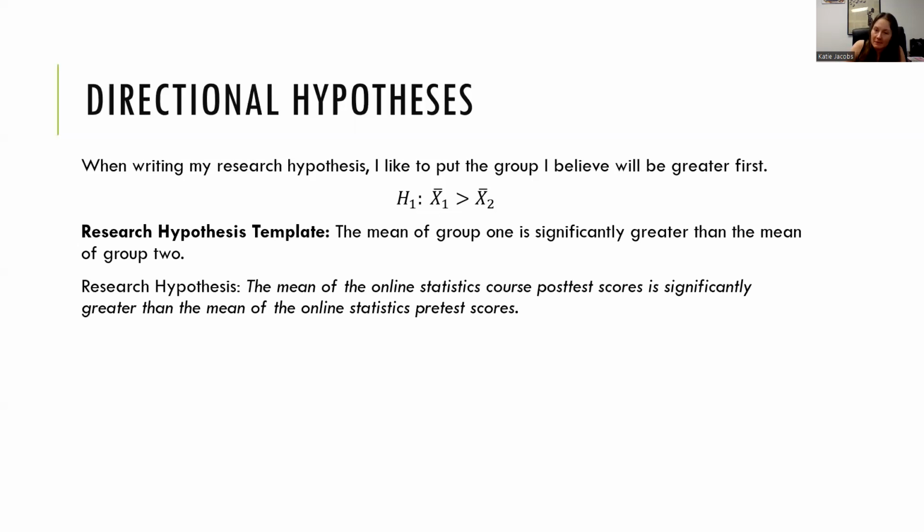So if we want to adapt that, if we continue the other example, remembering we only write our hypotheses either non-directionally or directionally. We make that choice. I'm just showing you how we would do this different ways. So we'd have research hypothesis: the mean of the online statistics course post-test scores is significantly greater than the mean of the online statistics course pre-test scores.